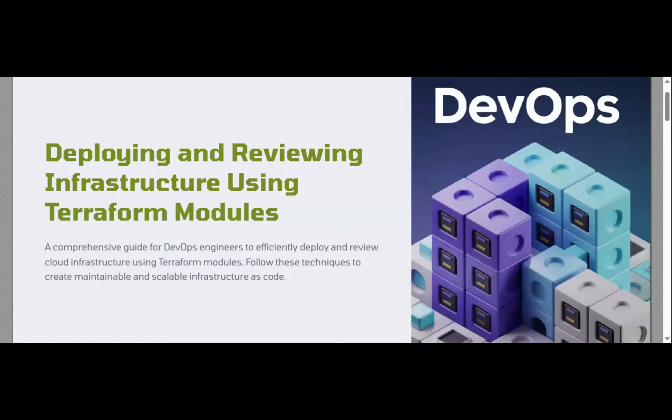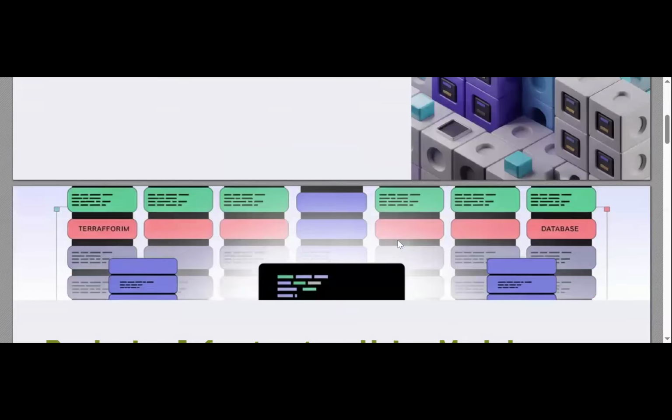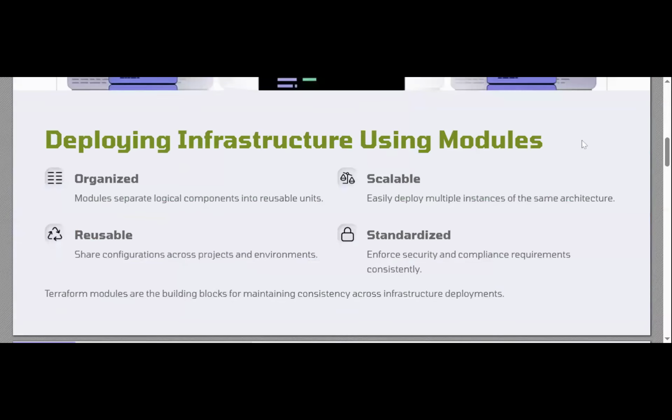So it's a comprehensive guide for DevOps engineers to effectively and efficiently deploy and review cloud infrastructure using Terraform modules. These techniques will create maintainable and scalable infrastructure as code. First, deploying infrastructure using modules. As I told you, a module is nothing but one resource that you create. Organized modules separate logical components into reusable units. We create a folder called EC2 separately, and S3 bucket separately, right?